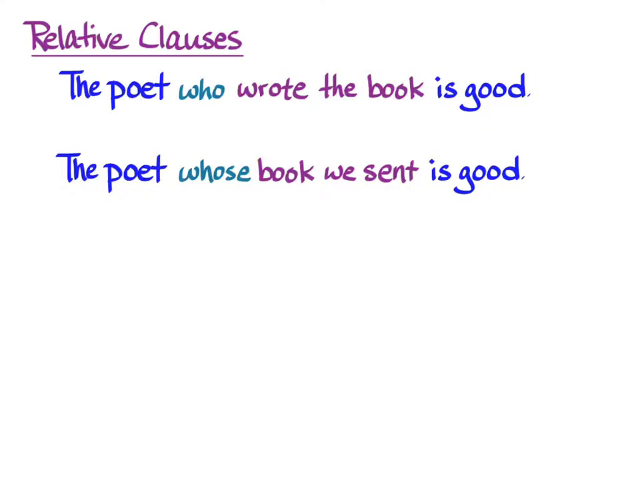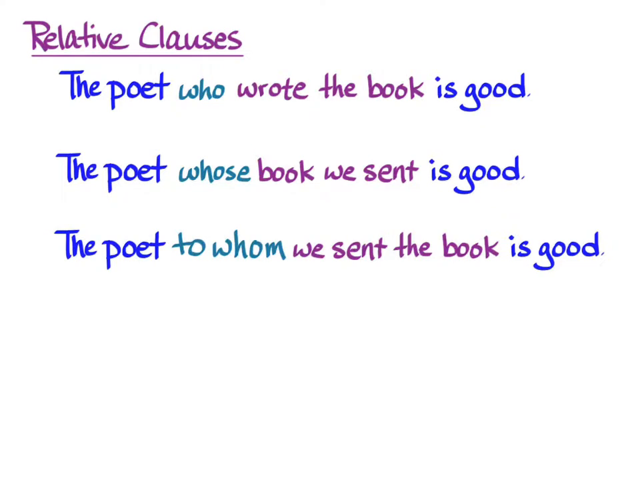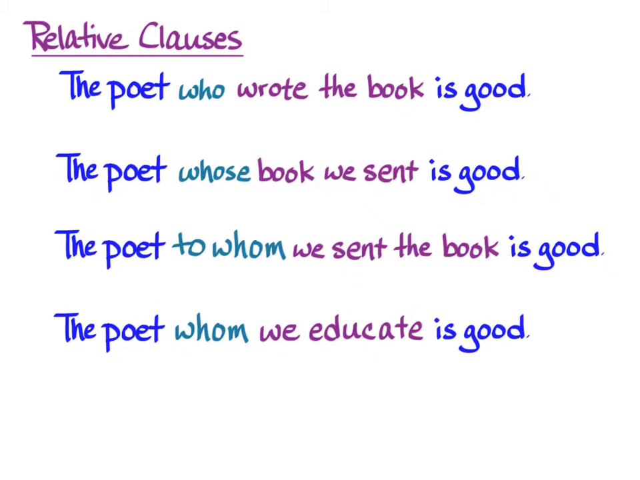The poet whose book we sent is good is another example. The same main idea, the poet is good, but different information about the poet. Also, the poet to whom we sent the book is good. The poet is still good, but we've learned a different thing about him with the relative clause, to whom we sent the book. And one more, the poet whom we educate is good. Again, the poet is good is the independent clause. Whom we educate, which can't stand on its own, is telling us more about the poet.